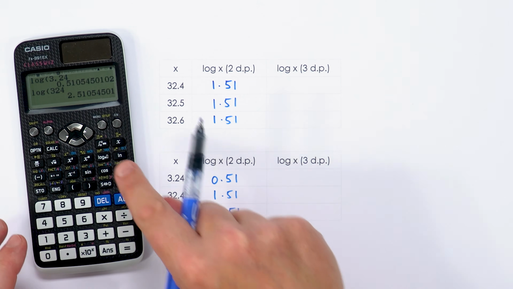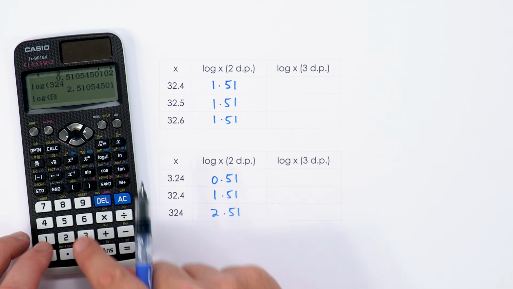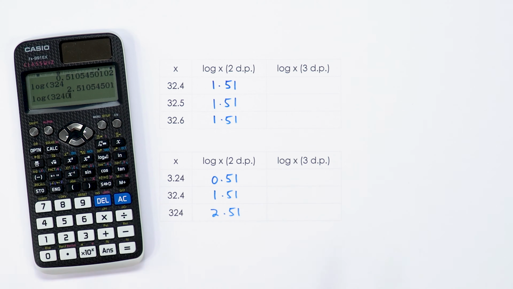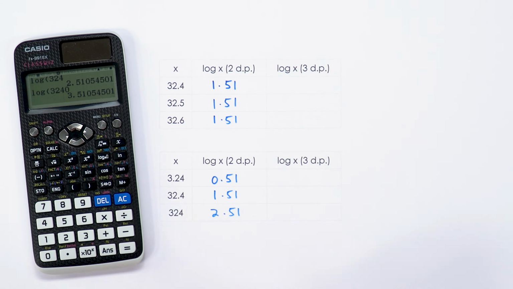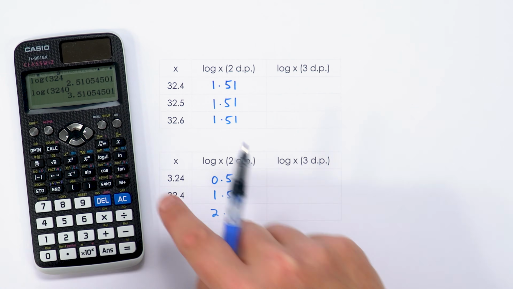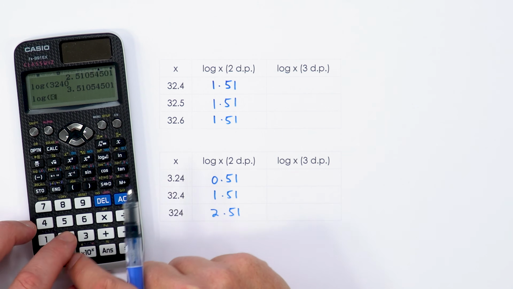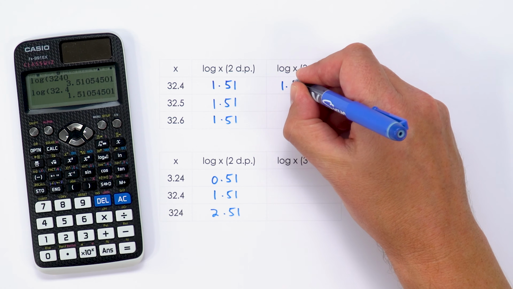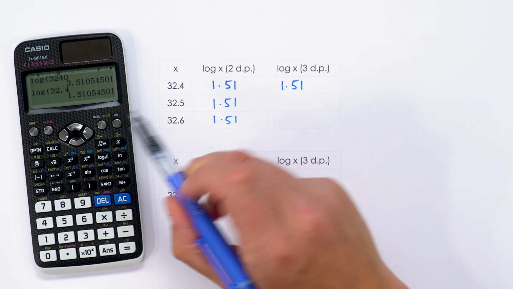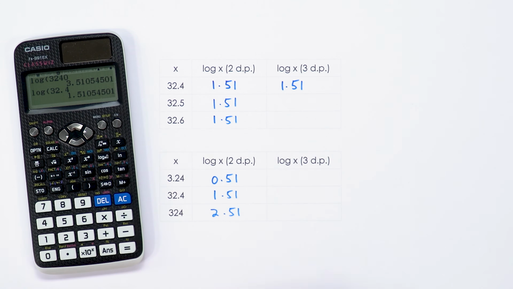So I could imagine that if we were to look at the log of 3,240, that should be equal to 3.51, which it is. So what we need to think about is the number of significant figures and how that's related to the number of decimal places. So if we do the first one again, if we take the log of 32.4, I'm going to write that as 1.51, and here it's 0.5.